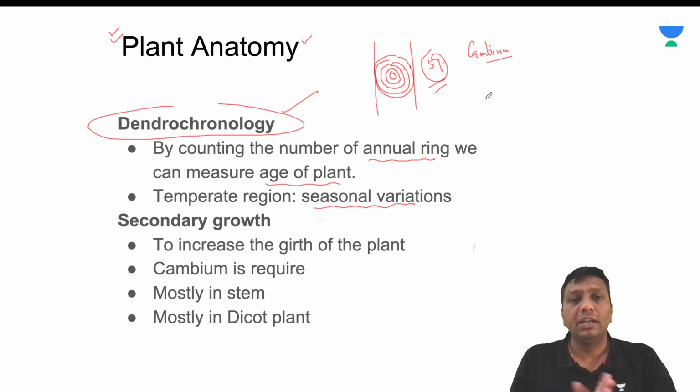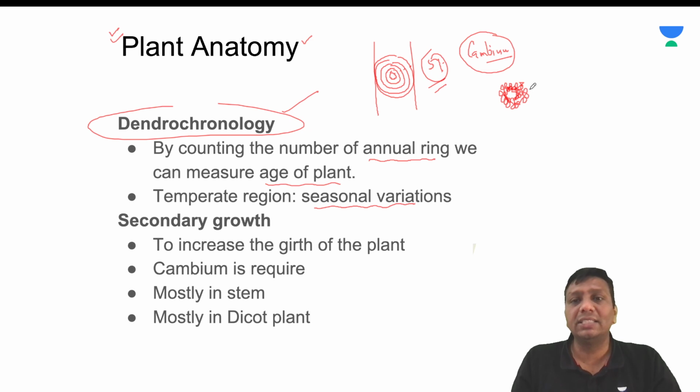And see one thing, guys, this ring appearance happens because of seasonal variations. Within a year, different seasons come. In different periods of the season, the cambium growth will differ. Sometimes in the year the cambium activity is very, very slow. When there is a requirement, the cambium growth is very big. So sometimes slow, sometimes big. In that way, it appears as a ring.